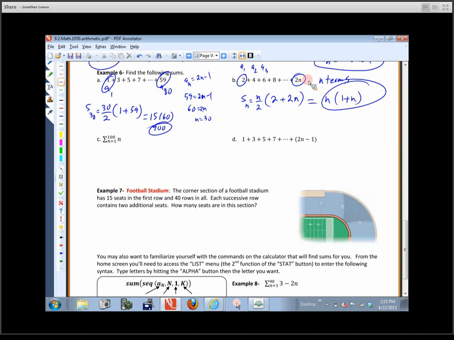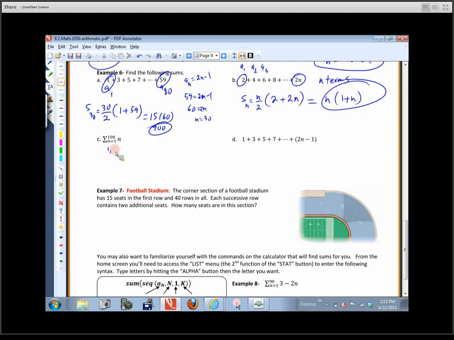So what if you wanted to add up the first 200 even numbers? In other words, stop at the 200th term. What are you plugging in for n? 200. 200 times 201. That's it. Okay? Let's take a look at this one.